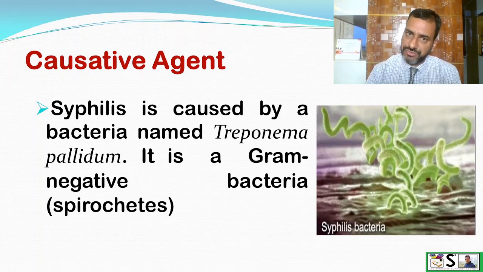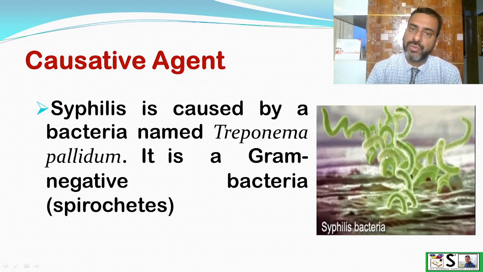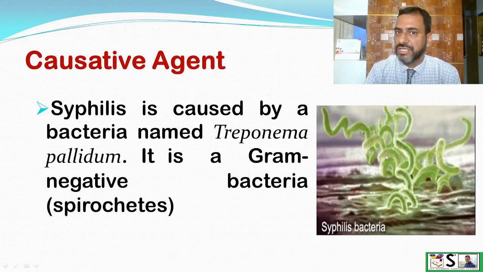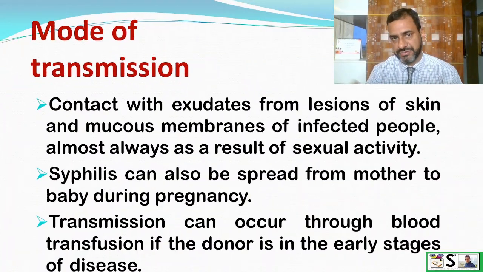What is the causative agent for syphilis? Syphilis is caused by a bacteria named Treponema pallidum. It is a gram-negative bacteria, and due to its spiral shape, these types of bacteria are known as spirochete. So in other words, syphilis is caused by a spirochete bacteria, that is Treponema pallidum.